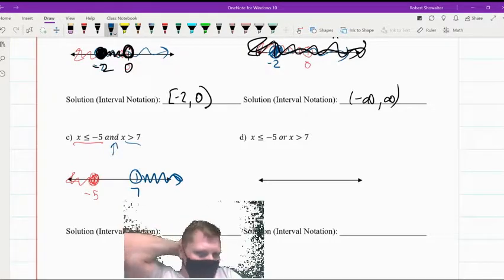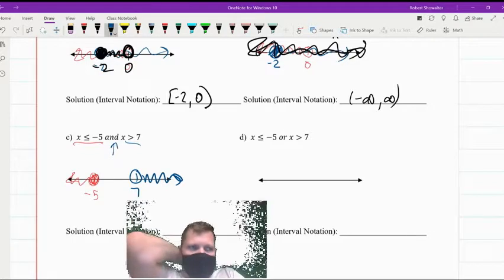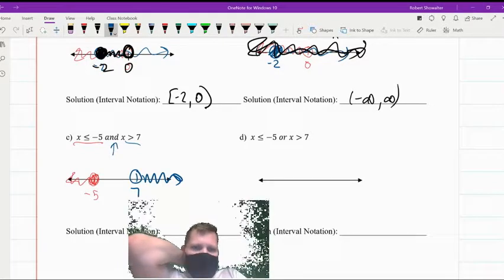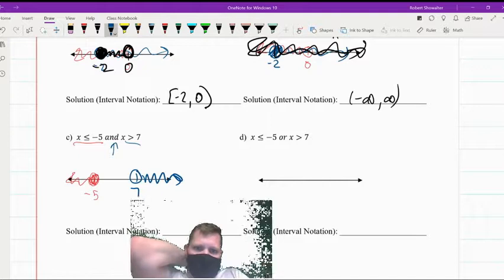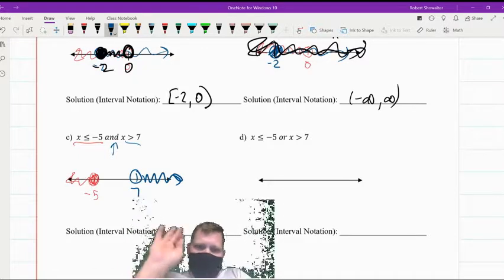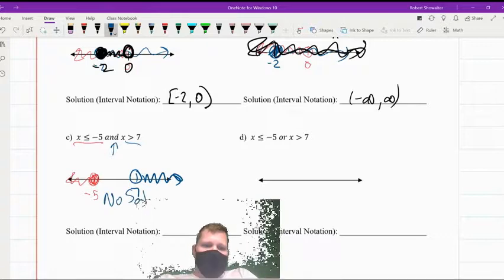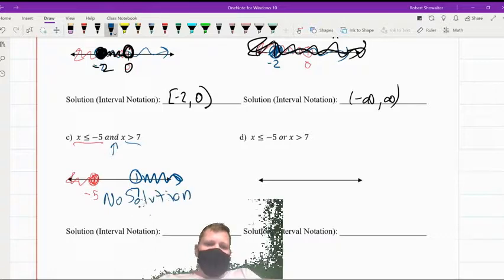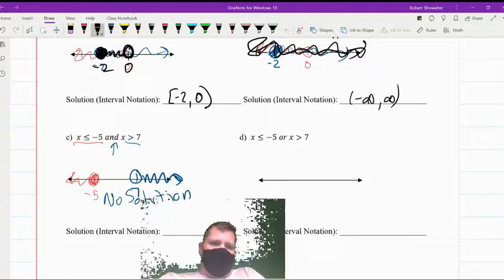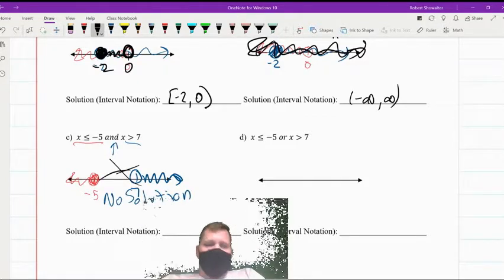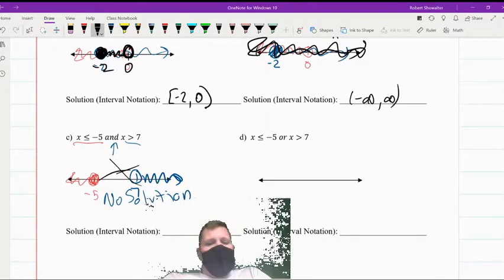The word is "and." And means the overlap, the intersection. Is there an intersection of this graph? No, there is not an intersection on this graph. So our answer is no solution. And I like folks to take just their marker and put an X on the graph to say, whoa, I shouldn't have done all that.